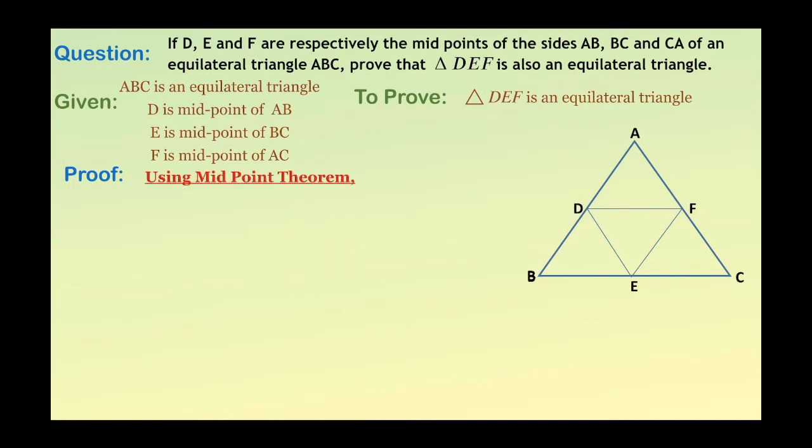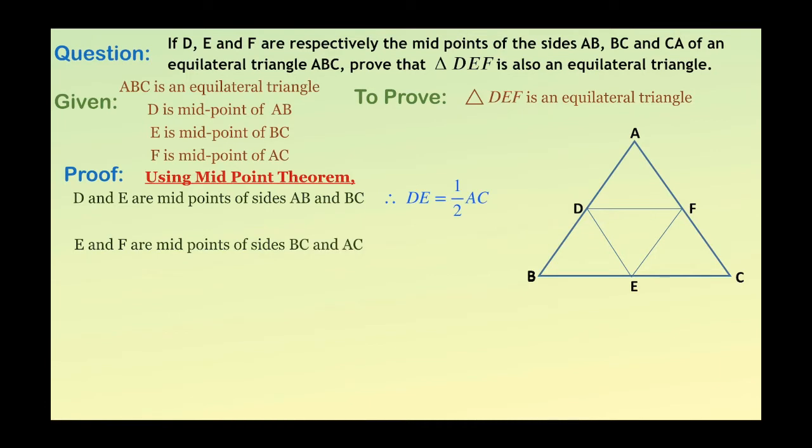So by using the midpoint theorem, if we take D and E as the midpoints of the two sides AB and BC, then the line segment DE is parallel to the third side and half of the third side, that is AC. In the same way, E and F, if taken as midpoints of BC and AC, then the line segment EF is half of the third side AB. And D and F are the midpoints of sides AB and AC. So we can say the line segment DF is half of the third side BC.